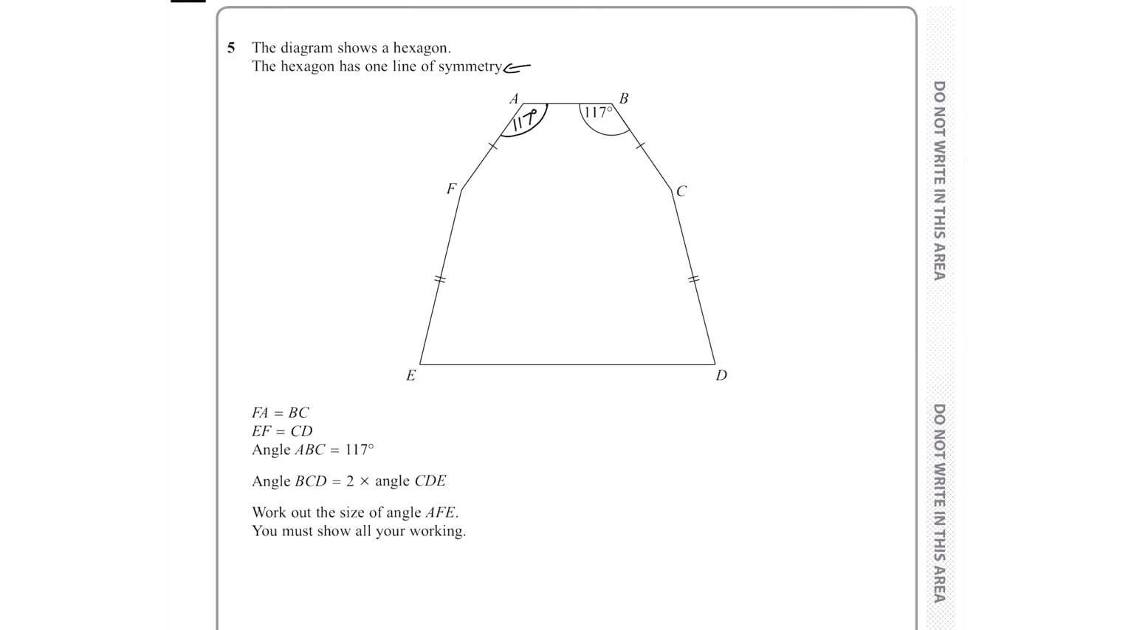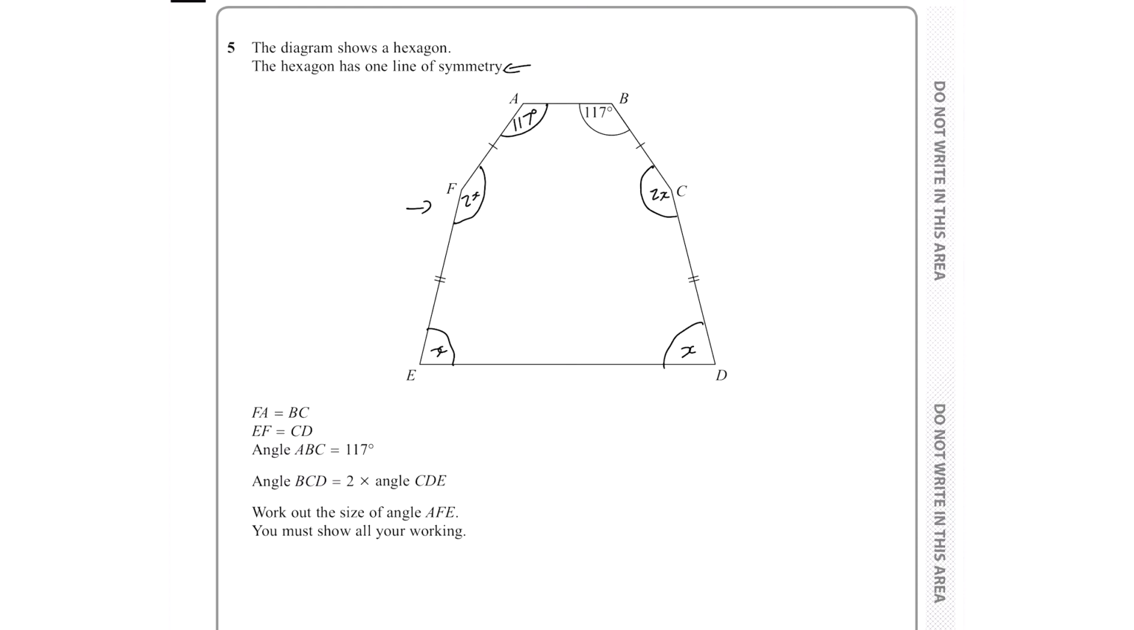We are told that BCD is 2 times CDE. So BCD, which is this angle here, is 2 times whatever this angle here is. So if this is x, that's 2x. And remember, because the shape is symmetrical, it'll be the exact same on the opposite side. Work out the size of angle AFE. Okay, so that's that angle there.